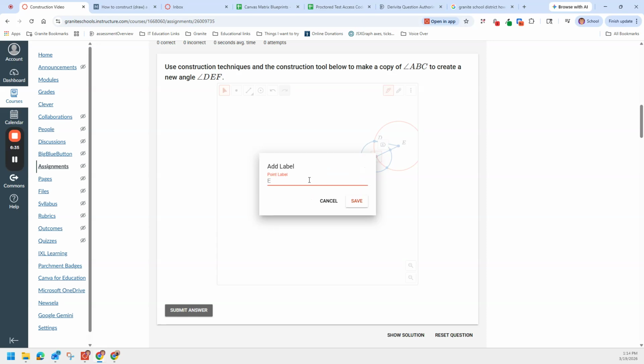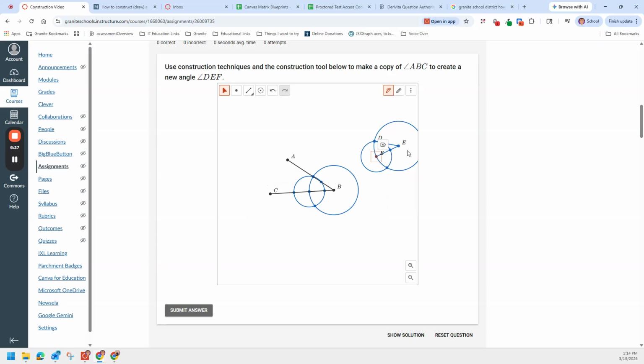And this can be E. Now you'll notice the length of my lines here on DEF are different lengths than these. That's okay. We were making a copy of the angle, not a copy of the lengths of these lines. So what we are focused on is that the measure of this angle, DEF, is the same as the measure of the angle ABC, which we have achieved.